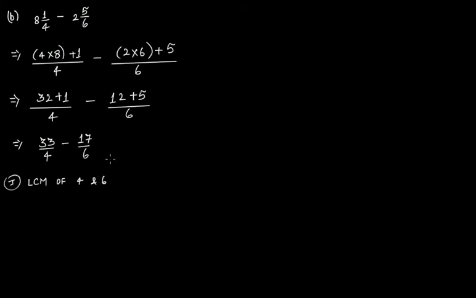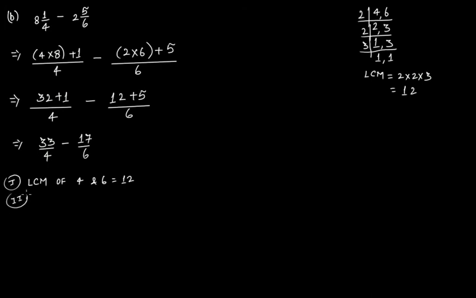If you try to find the LCM of 4 and 6, you can do it like this: 2, 2, 3, 2 and 1. This is 3. This is 1. Therefore LCM will be 2 times 2 times 3, that is 12. So LCM of 4 and 6 is what? 12. Now the second step will be what?